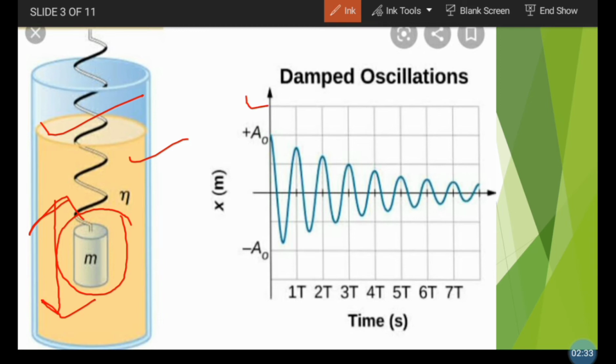Let's see the graphical diagram of this damped oscillation. As you are seeing in this diagram, initially the amplitude is high, but with the increase of time the amplitude of the vibration in damped oscillation decreases, and finally it becomes zero. Such type of oscillation is known as damped oscillation.